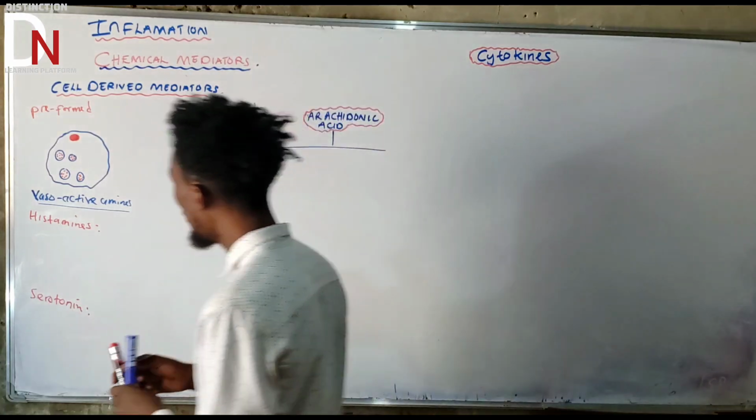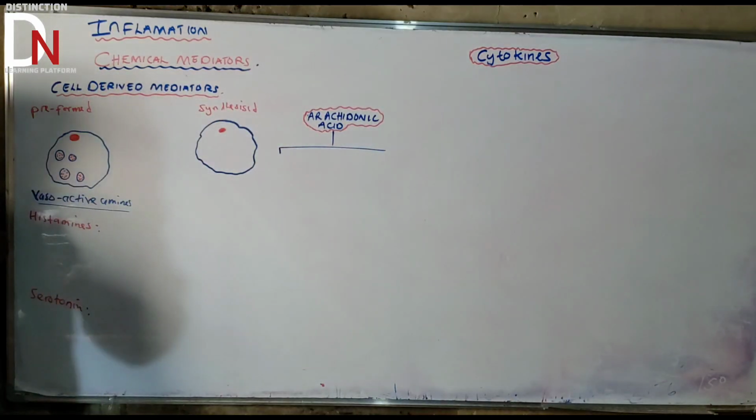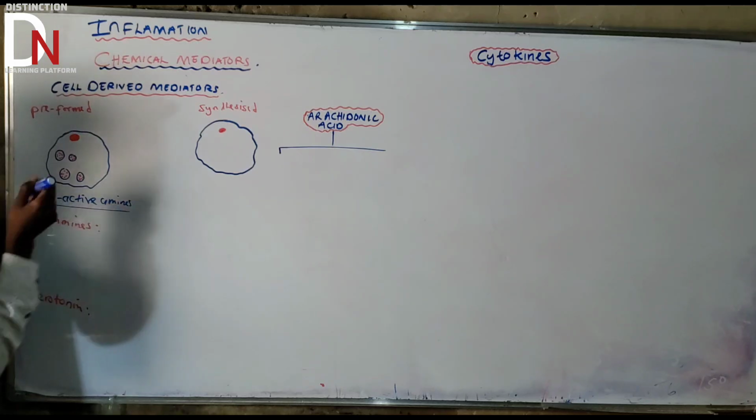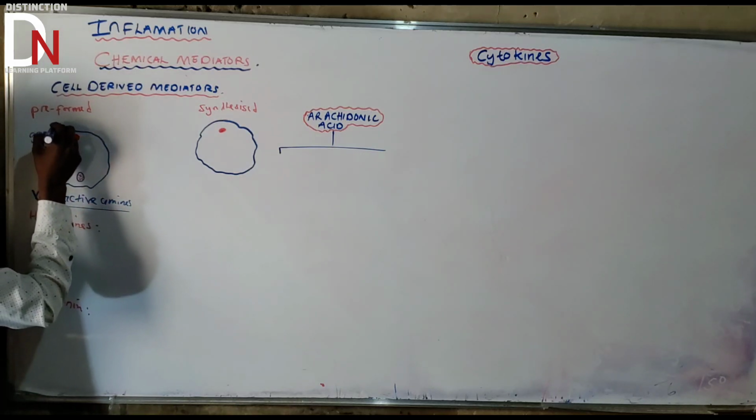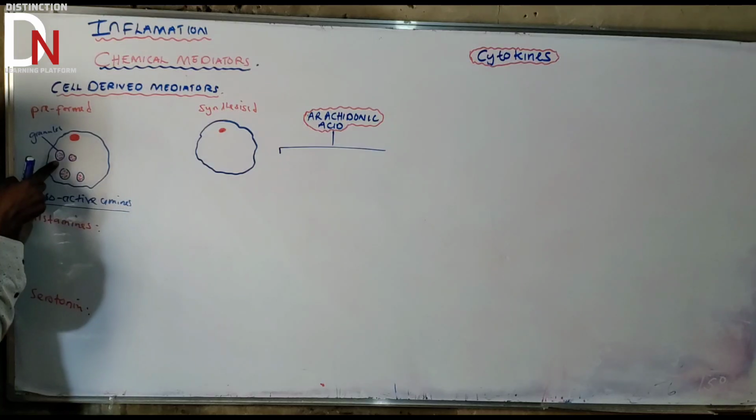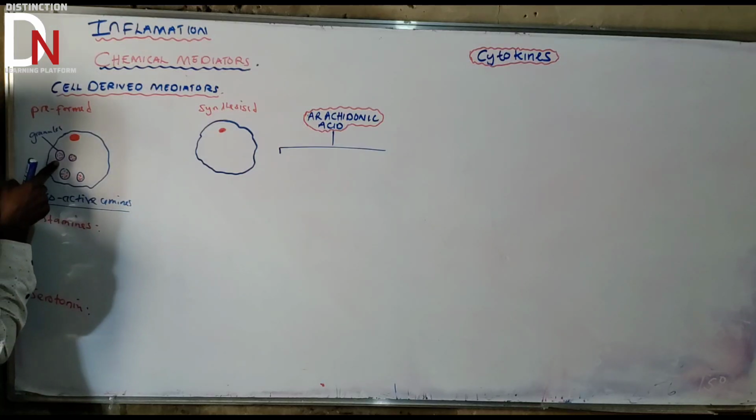We call them intracellular granules, so let's just call them granules. These are granules inside the cell. And inside the granules, there are preformed cell-derived mediators like histamine and serotonin.